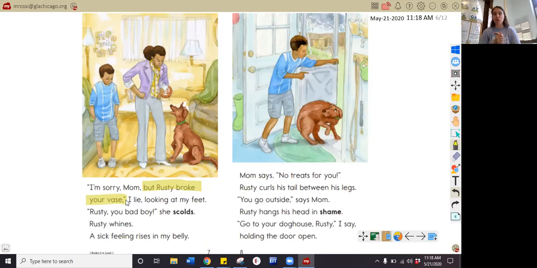Uh-oh. All right, let's go to a character trait question. Remember, a character trait is what a character is like. Okay, friends, on this page, how would you describe the boy? He says, Rusty broke your vase. So how would you describe the boy on this page? Pause your video and answer that question now.